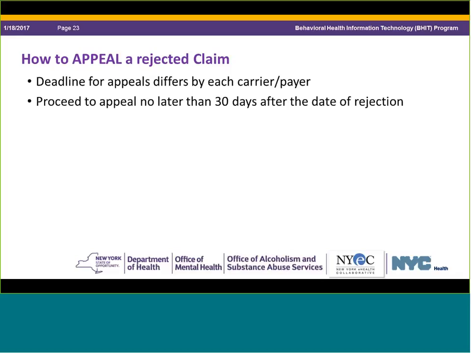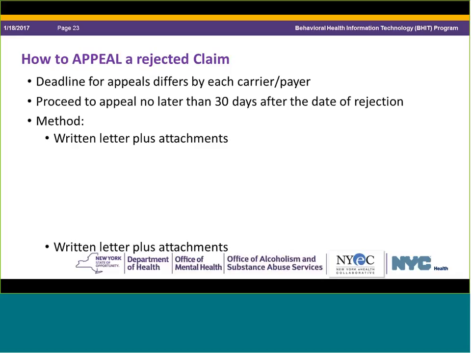Good. And how is the appeal? What is the method to create an appeal? Well, you're going to write a letter and add some attachments. That letter is going to indicate that you saw this member on this date for this particular service, and you performed all these things, and you maybe give a copy of the progress note, just something that will indicate that these services were performed and justified for reimbursement.